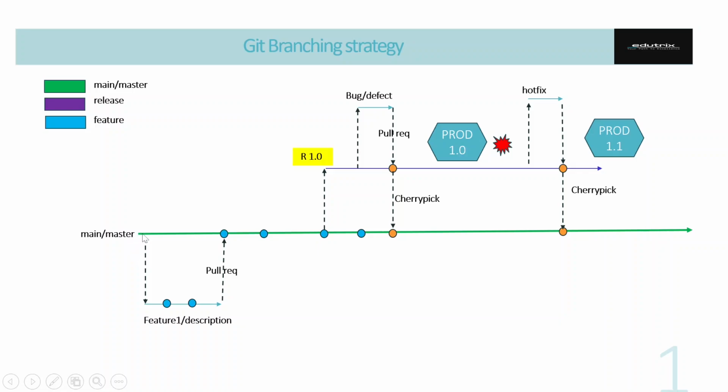The green line shows the master branch, which is also called the main line or trunk. When a developer is assigned a feature to be implemented, he will create a feature branch for that particular feature off the main branch. You can see on the left side down, that is the feature branch. He can perform any number of commits onto that feature branch.